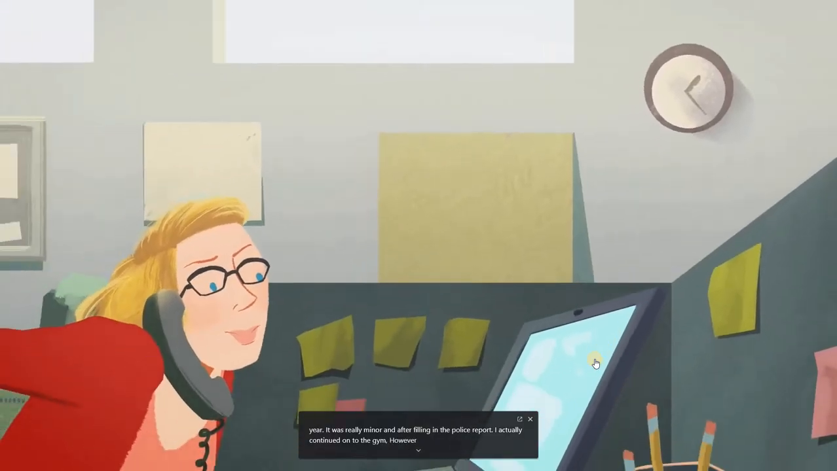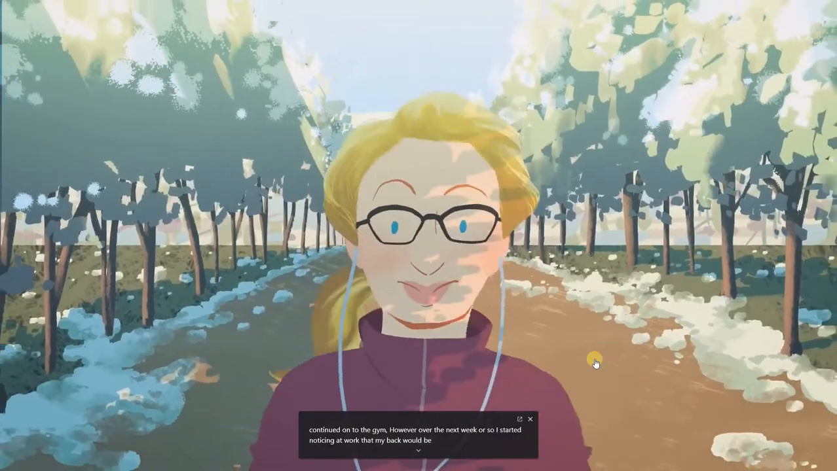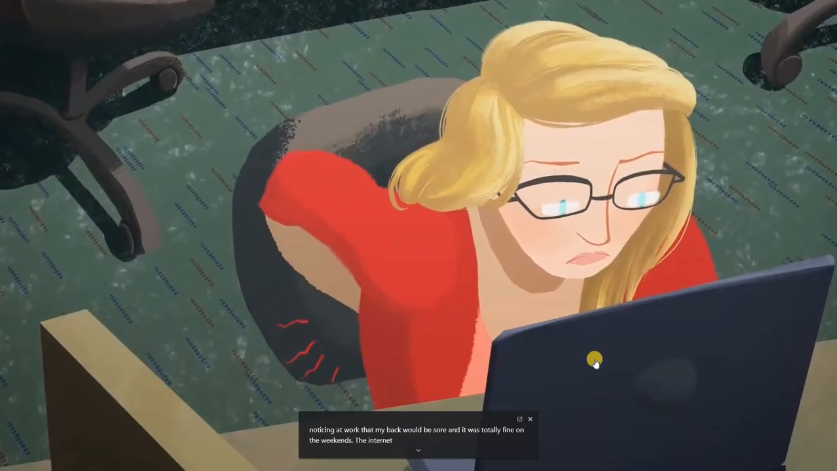However, over the next week or so, I started noticing at work that my back would be sore, and it was totally fine on the weekends. The internet recommended that I try a standing desk.